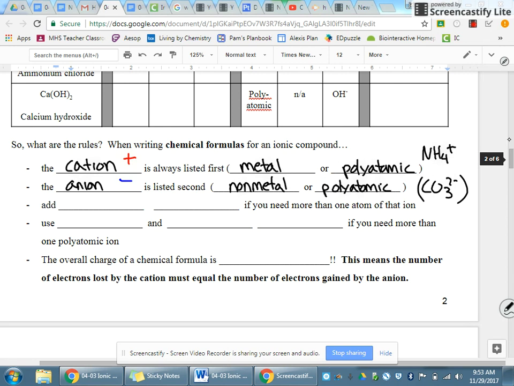All right, so the third rule here is we need to add subscript numbers if you need more than one atom of that ion. The example above, calcium hydroxide, is actually a pretty good example of this. Calcium is our metal, or our cation, and I know this because it has 2 valence electrons. If it has 2 valence electrons, we know that we are going to lose those electrons, and if we lose electrons, we are going to become more positive.